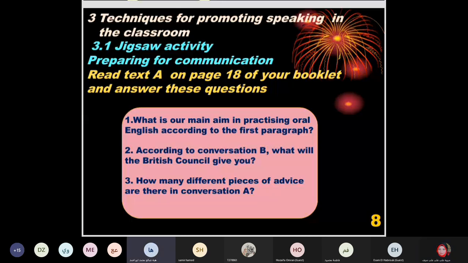The main aim in practicing oral English, according to the first paragraph, is advice. You see that, advice student. Advising them, advising them to do what? To do better. Okay.